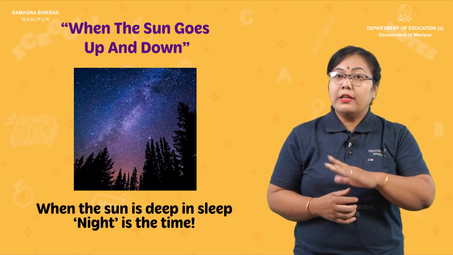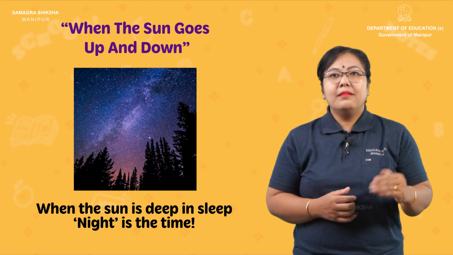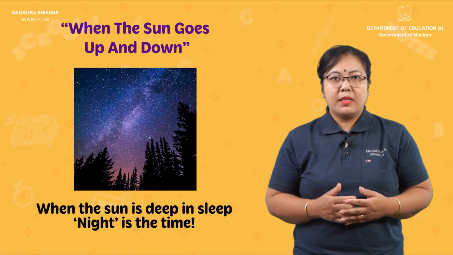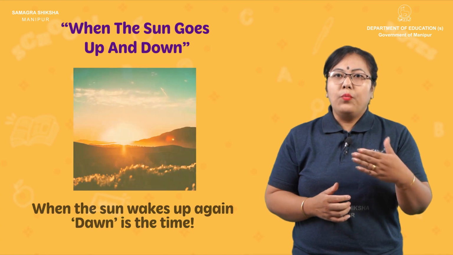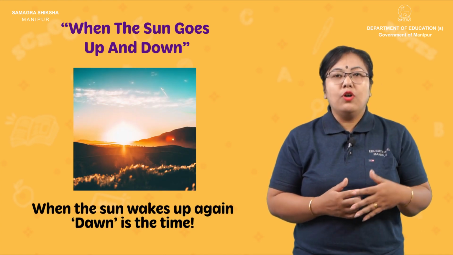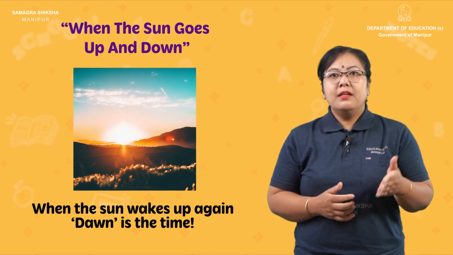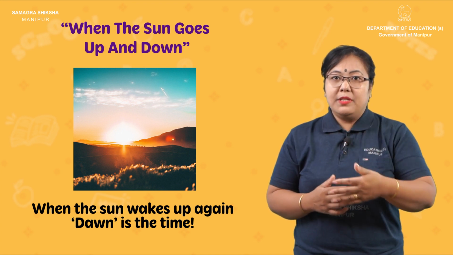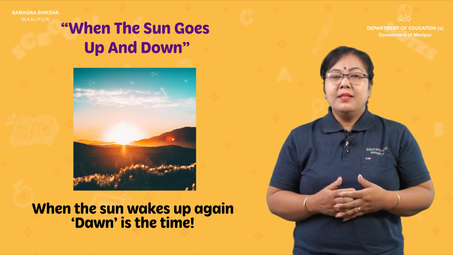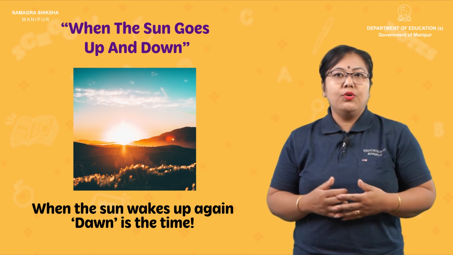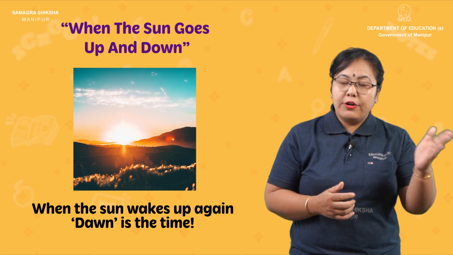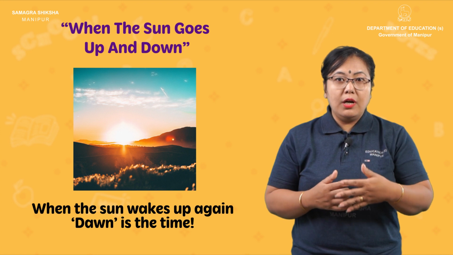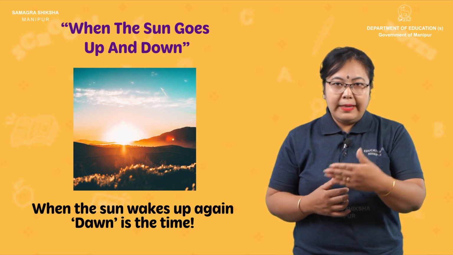We cannot see the sun, and we think that the sun is deep in sleep. Now, when the sun wakes up again, dawn is the time. This last line means that from sleep, the sun wakes up. The sun again begins to show its rays of light at the horizon to show the world that it has woken up, and we call it dawn.